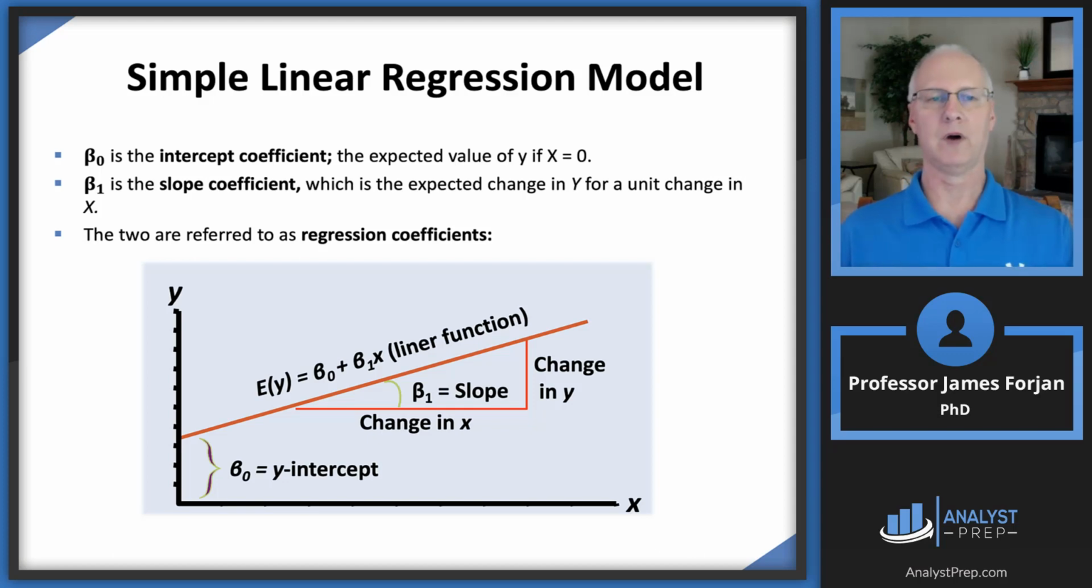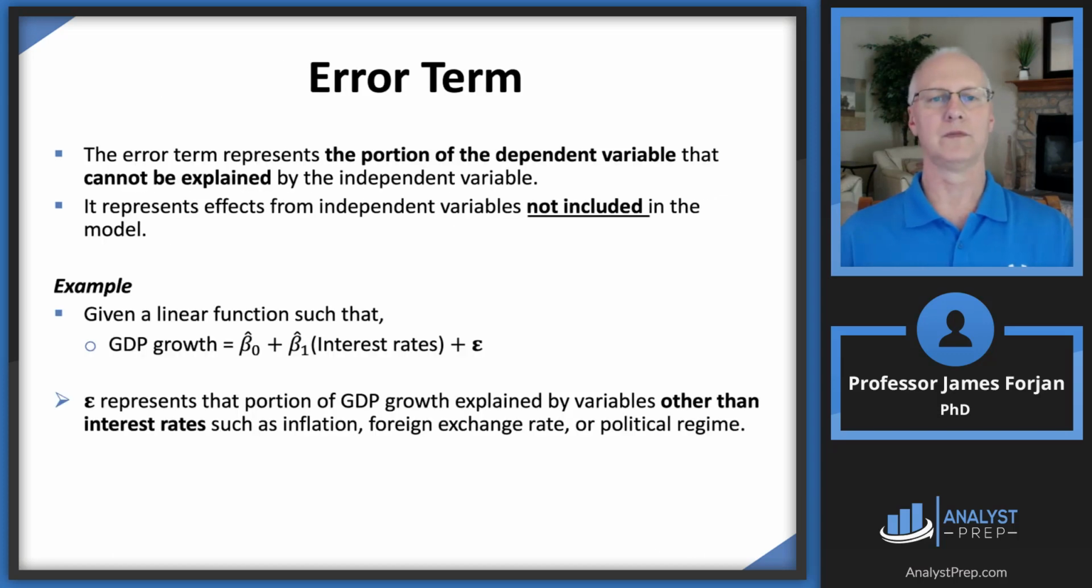Beta 0 and beta 1 are known as the regression coefficients. One is the intercept, one is the slope coefficient. Getting back to the error term, it represents the portion of the dependent variable that cannot be explained by the independent variable. In other words, it represents effects from the independent variables that are not included in the model. At some point, we'll talk about model misspecification. Whether it's simple or multiple regression, you can't really have thousands of variables over there on the right-hand side of the equal sign. So remember, this is not a perfect model, but it's a pretty good model.